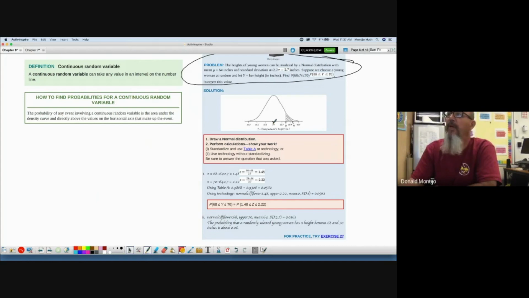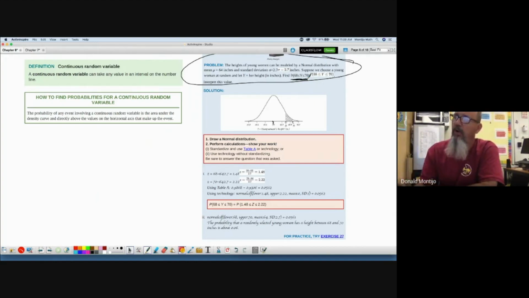What is the probability in this question that we pick a young woman at random and she's somewhere between 68 and 70 inches tall? The probability of that happening is simply whatever the area under the curve is. So I would like to find what proportion of all women in the United States are between 68 and 70. That would tell me the percentile, or the percentage, or the probability of me selecting one woman and that she would fall within that range.